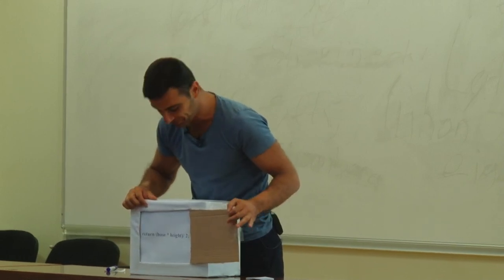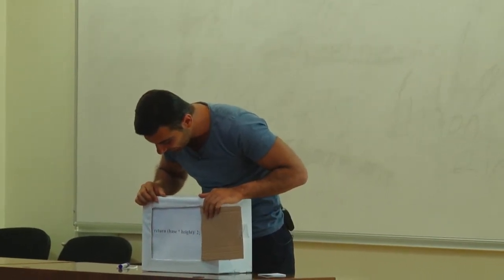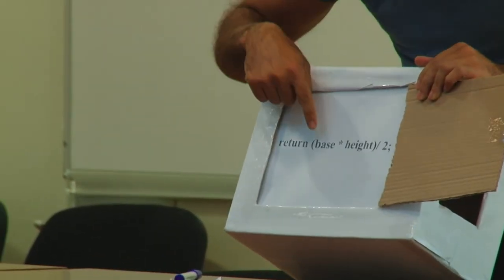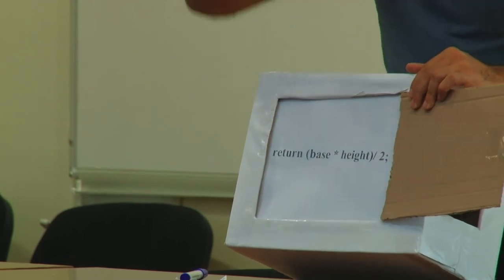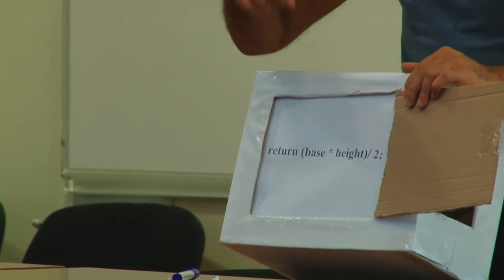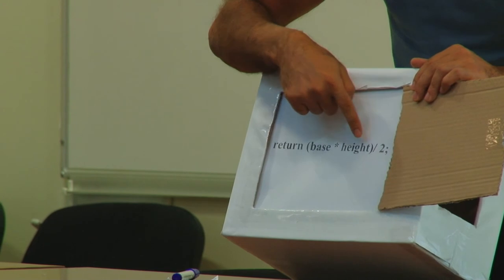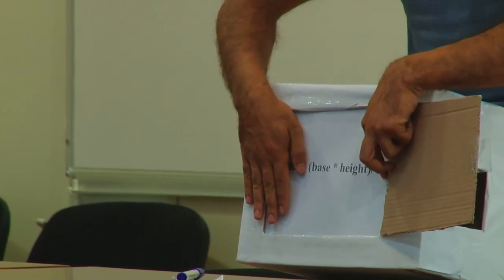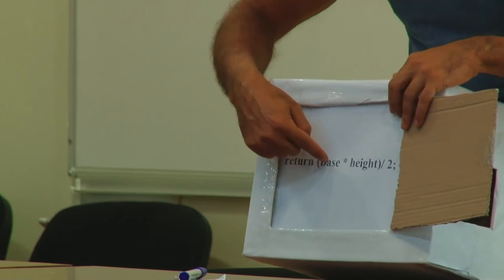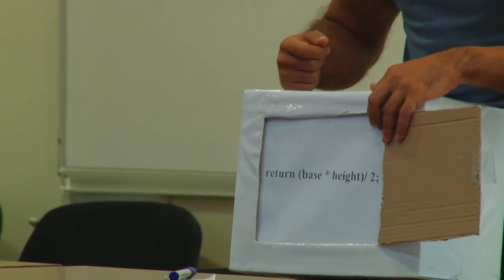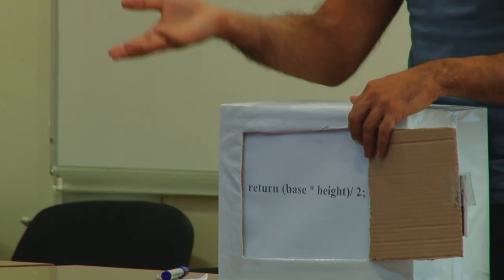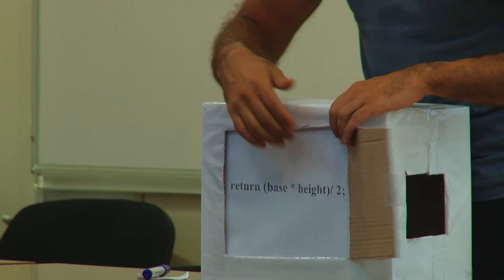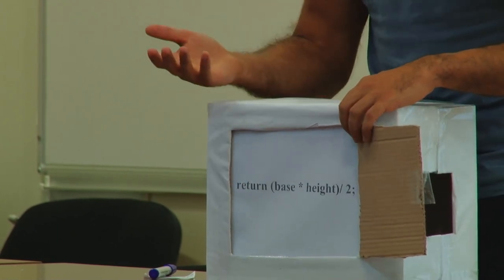Ta-da! Okay, so some of this we've seen before. We have base asterisk, which is multiply, height, and then divided by 2. So this much we've seen before. What do you suppose these two things are? 4 and 5. Right, they're variables, which when I pass the inputs in, took on the values 4 and 5, the base and height.